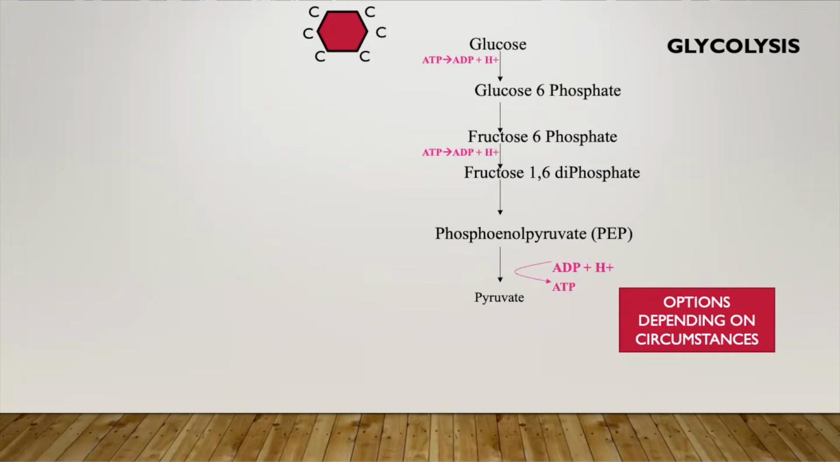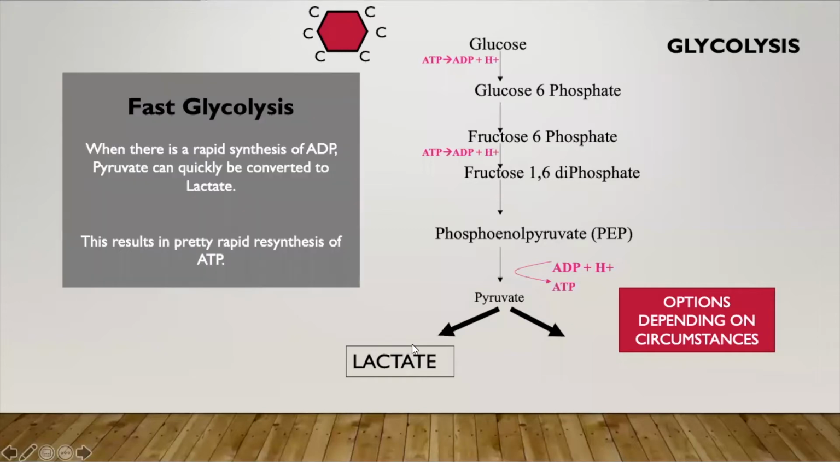Now, what happens to pyruvate depends upon the circumstances in the cell. And when we're talking about fast glycolysis, we're talking about the production of lactate. So it can occur very quickly. Pyruvate is converted to lactate. There isn't any direct manufacturing of ATP here, but it allows the cycle to continue. It allows glucose to be broken down and some energy to be produced. So that diversion over to lactate is important because it allows glycolysis to sustain its activity.